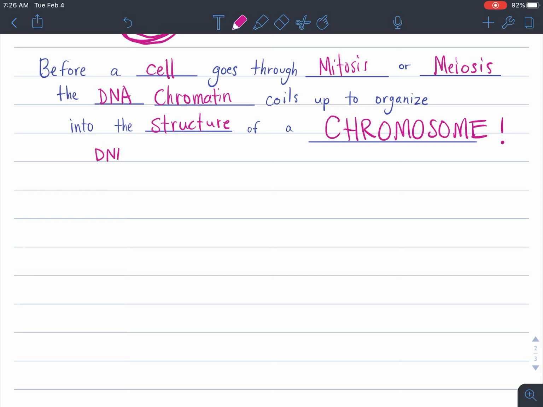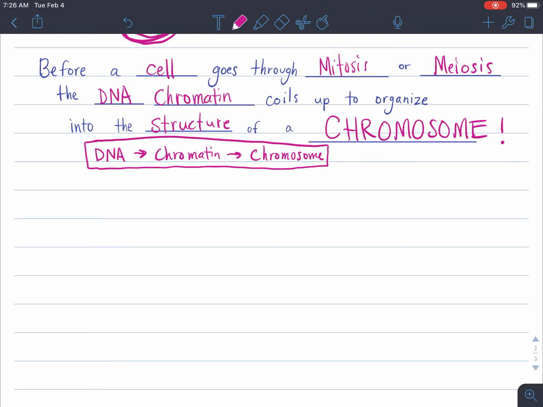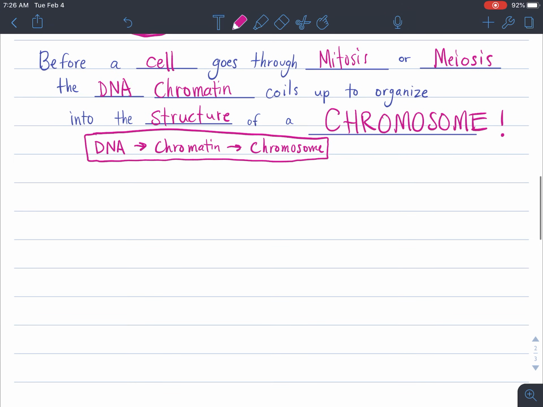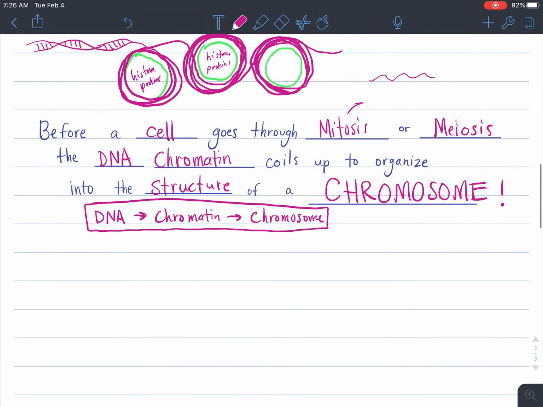So what we could say is DNA is coiled into chromatin, and chromatin coils into creating a chromosome. So it's just a highly, highly organized structure of DNA. Let me put a box around that to kind of separate it, but it is important to know how our vocabulary relates to one another. So as a reminder, mitosis is when our cells are going to either grow new cells or repair our tissues, and meiosis is used to make gametes, remember egg and sperm.